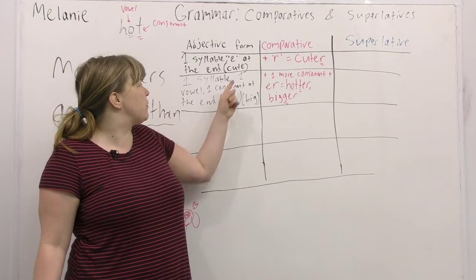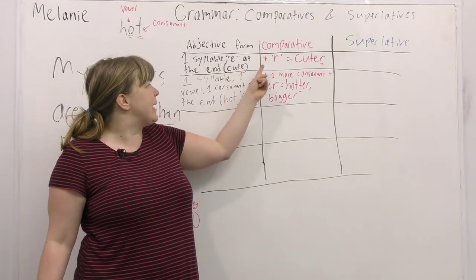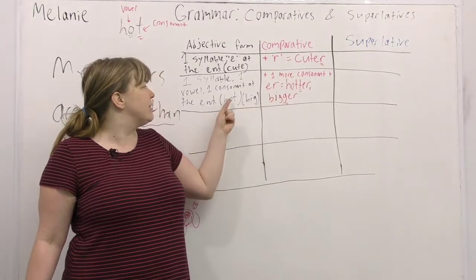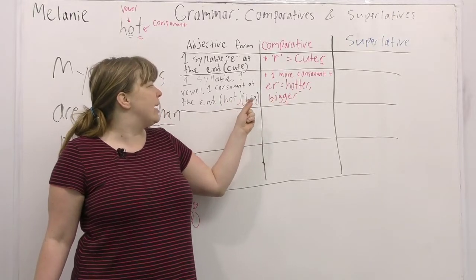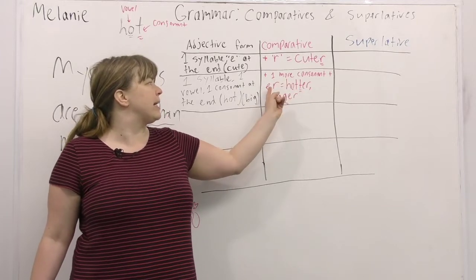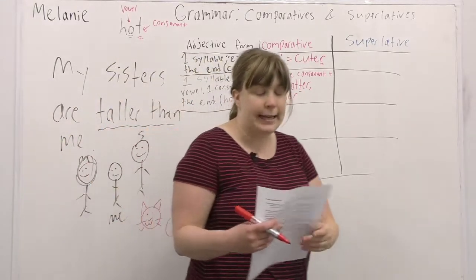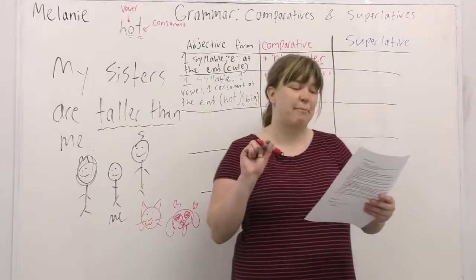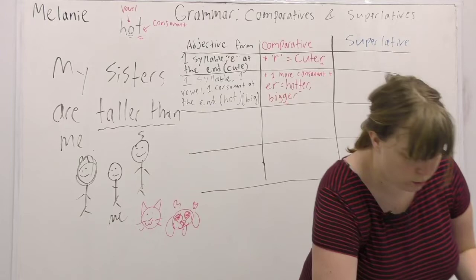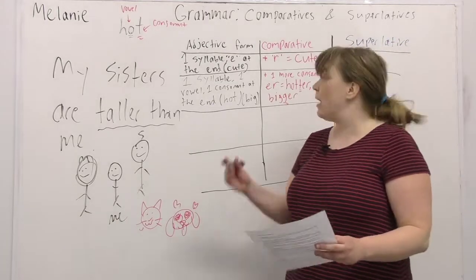So far, let's see, what do we have? E at the end, you're gonna add an R, cuter. One consonant at the end, add an extra consonant, hotter, bigger, plus ER. Okay, again, if you feel lost, just let me know and I can slow down or re-explain something. Okay, what's next? Okay, next.